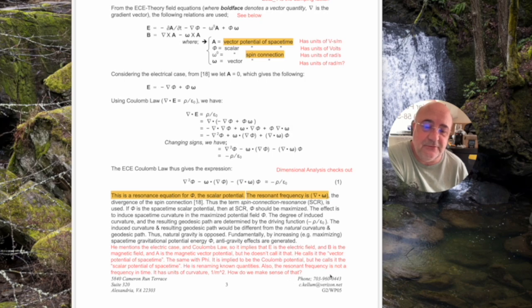Also, the resonant frequency is not a frequency in time, it has units of curvature. How do we make sense of this? I don't know, I'm struggling.